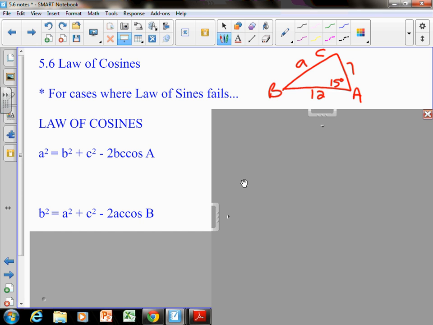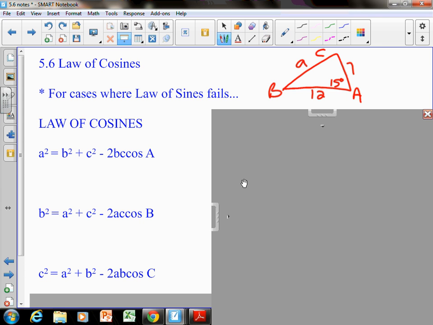As we do these today, I just want you to think about it's always whatever side you're solving for squared equals the other 2 sides squared minus 2 times the other 2 sides times cosine of the angle that goes with it. Which means if we were going to do C squared, all we're changing is that C squared is changing to B squared now, and now it's cosine of C. It's the same thing over and over again. It's up to you if you want to write it all down. I only write it once.